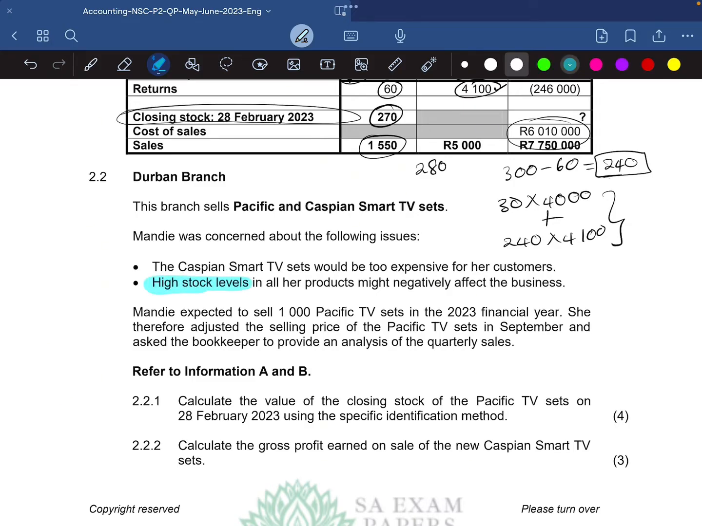And then now Mandy expected to sell 1,000 Pacific TV sets in the 2023 financial year. She therefore adjusted the selling price of the Pacific TV sets in September and asked the bookkeeper to provide an analysis of the quarterly sales.